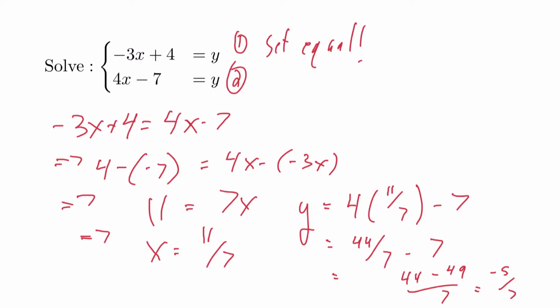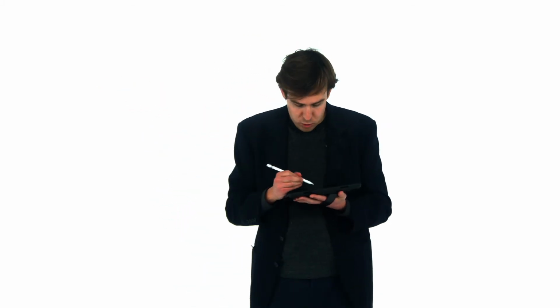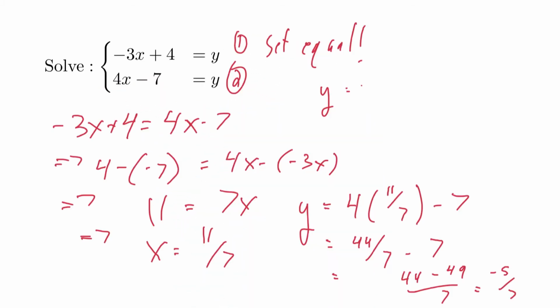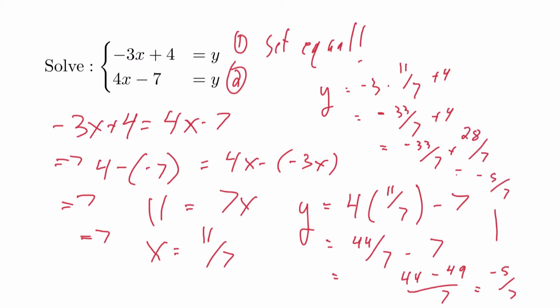Okay. And we can check, in fact, that it didn't matter which one I plugged into. Let's look at what happens if I plug it into the first one. y equals negative 3 times 11 over 7 plus 4. So negative 33 over 7 plus 4. Again, I find a common denominator. So 4 times 7 is 28 over 7. So again, I get minus 5 over 7.